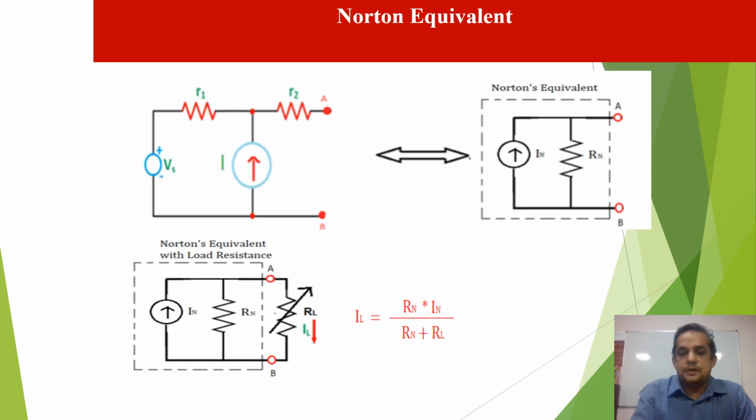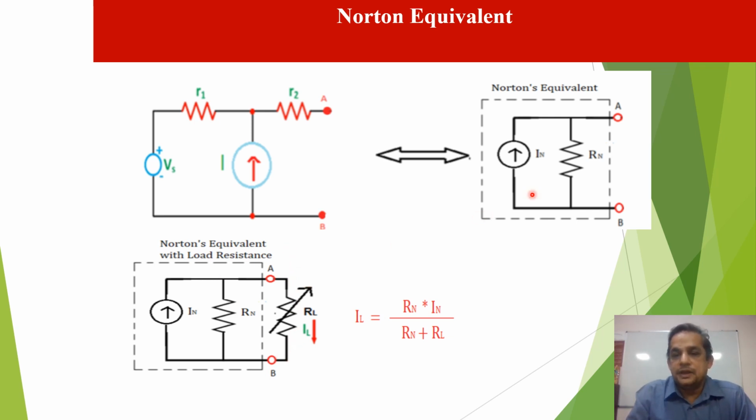Now come to the Norton equivalent. You put the value of IN which you have calculated in parallel with the resistance. This is the Norton resistance. You put the value of Norton resistance. This is called the Norton equivalent. Now if you find the value of RL, then you connect the RL with the Norton equivalent.